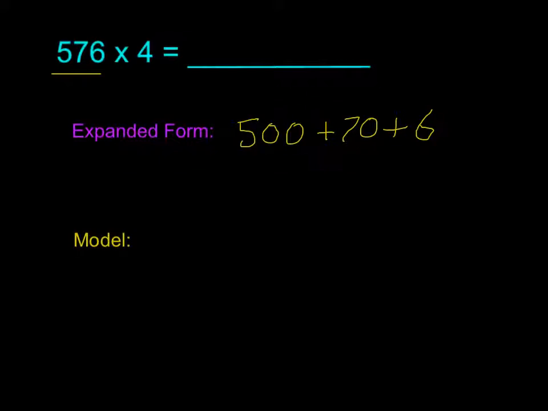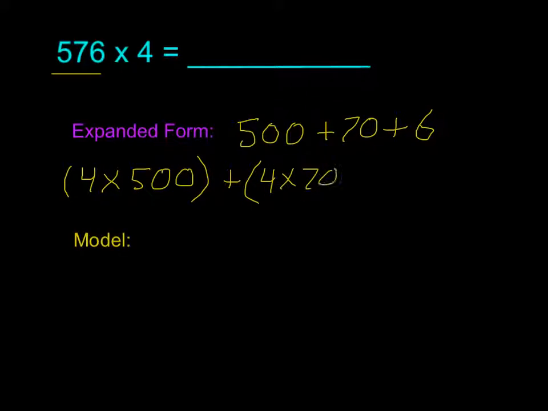Now we're going to multiply each of those by 4. So we're going to take a parenthesis here, and we're going to write our 4, and we're going to go 4 times 500. And then we're going to add to that our 4 times 70. And then we're going to add to that 4 times 6.